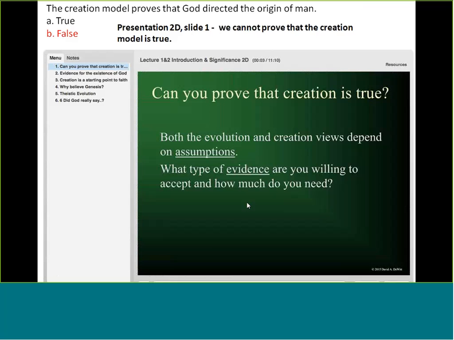This isn't a question that has a fill in the blank in the EPAC. It's something that he talked about, that no, we cannot prove that the creation model is true, just as we can't prove that the evolution model is true. And so this is something that is definitely talked about in the class, but that you would have to have watched the presentation and understood what Dr. DeWitt has talked about on this, through this presentation, that you can't prove that creation is true.